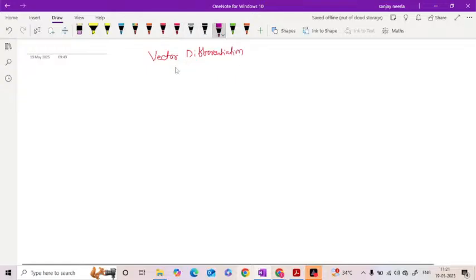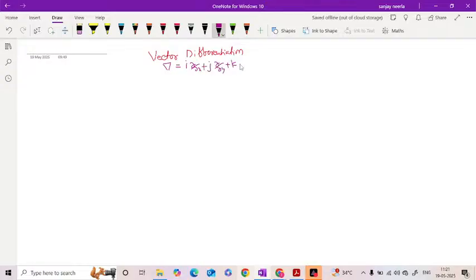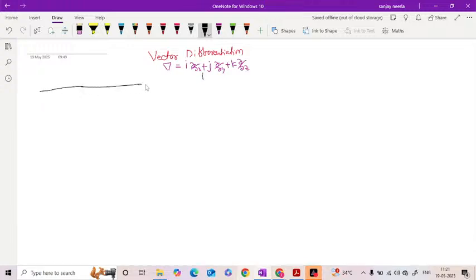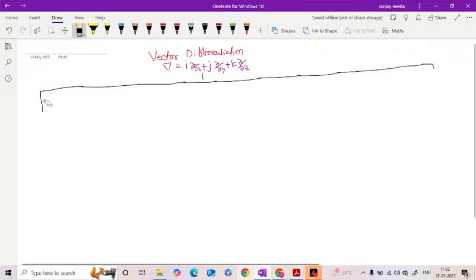Vector differentiation is related to the del operator. We know that the del operator is i dou by dou x plus j dou by dou y plus k dou by dou z. Previously we have two types of functions. What is the first function? One is the vector point function, the other one is the scalar point function.